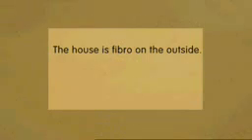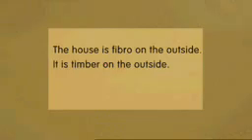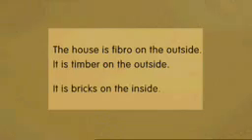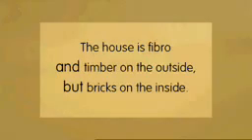He forms one compound sentence from simple sentences. The house is fibro on the outside. It is timber on the outside. It is bricks on the inside. Notice that and is used to list similar things, but is used to contrast different items in a list. So we could also say the house is fibro and timber on the outside, but bricks on the inside.